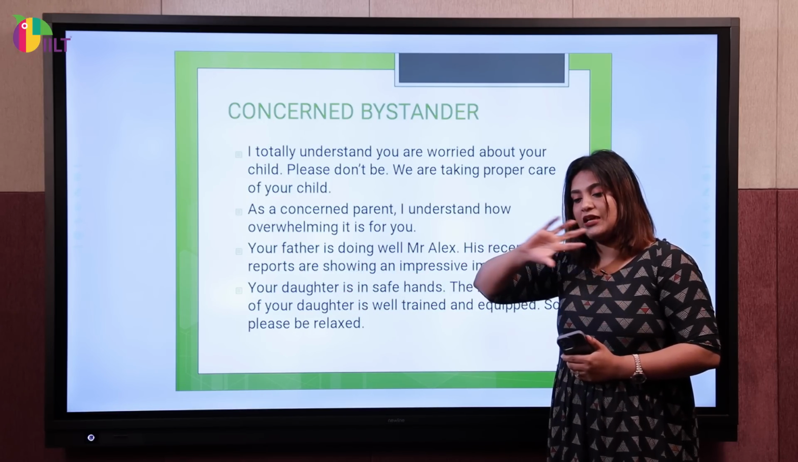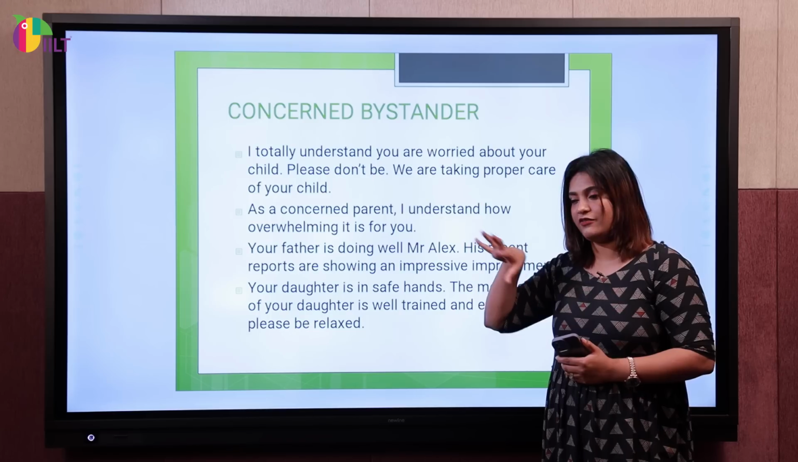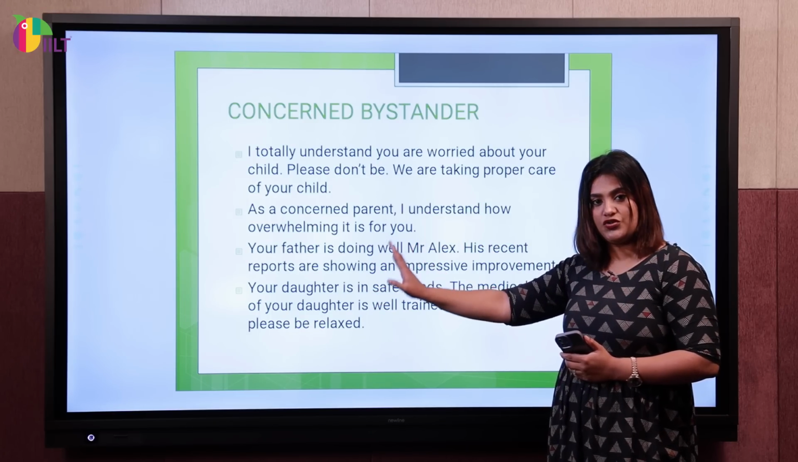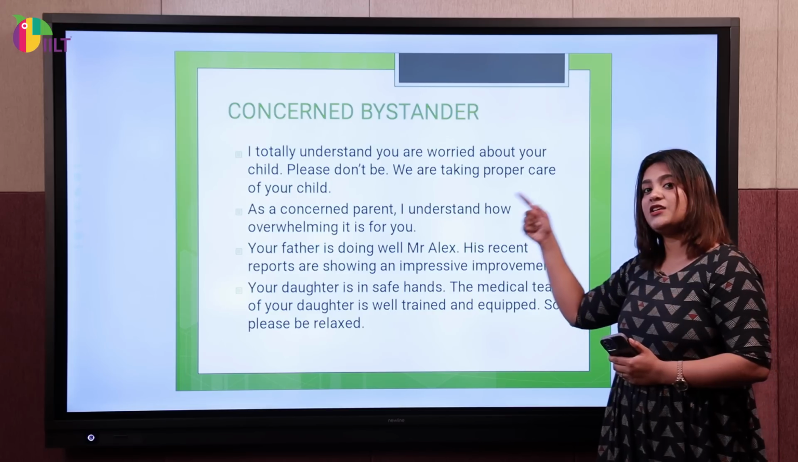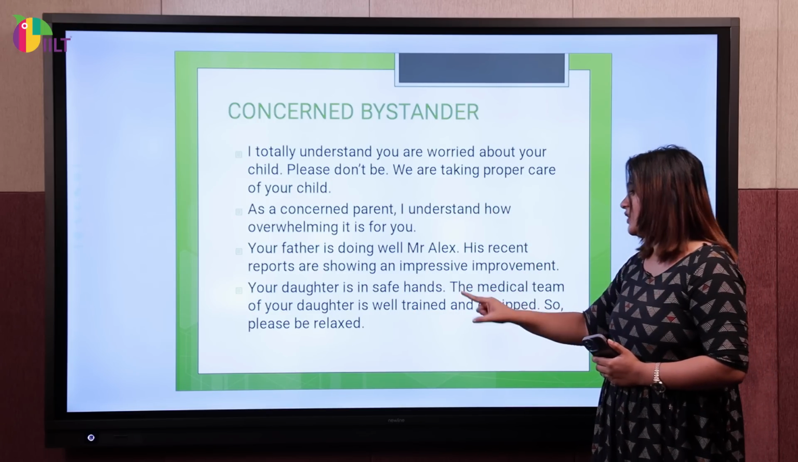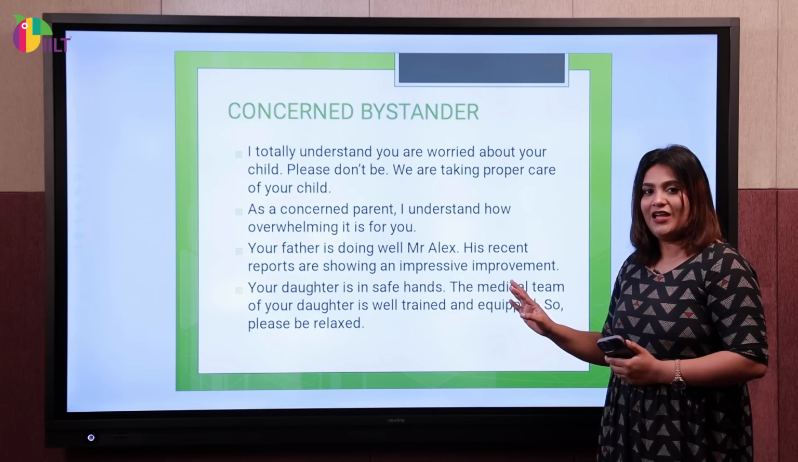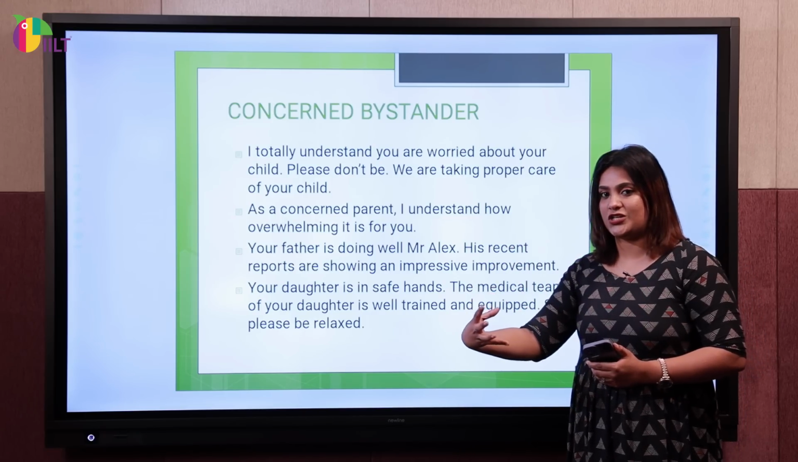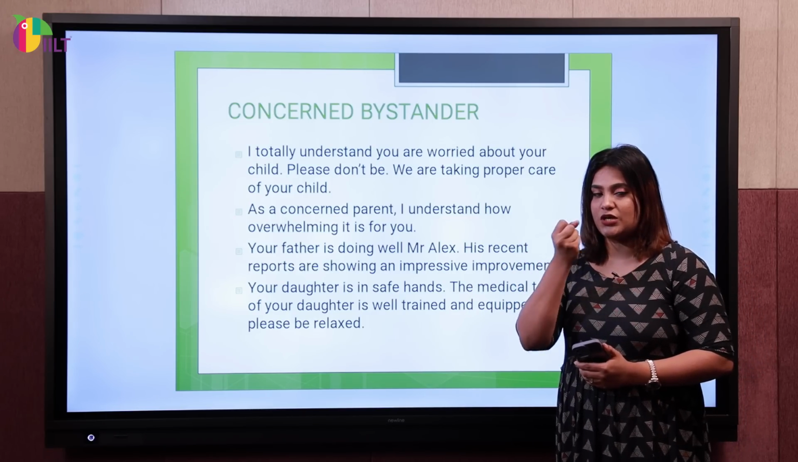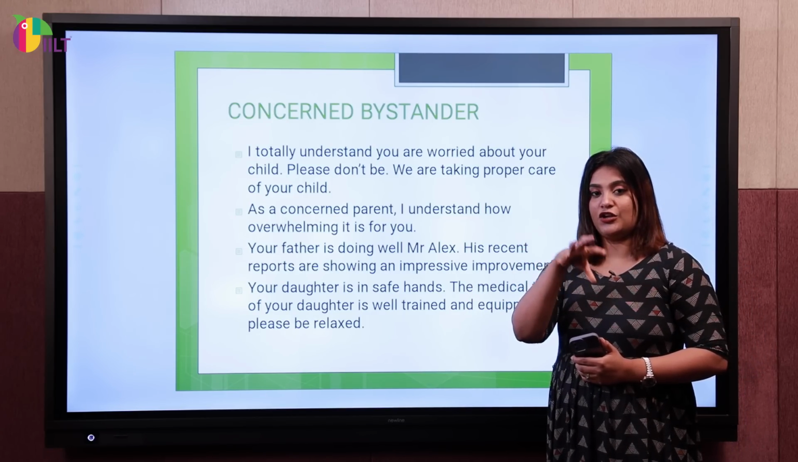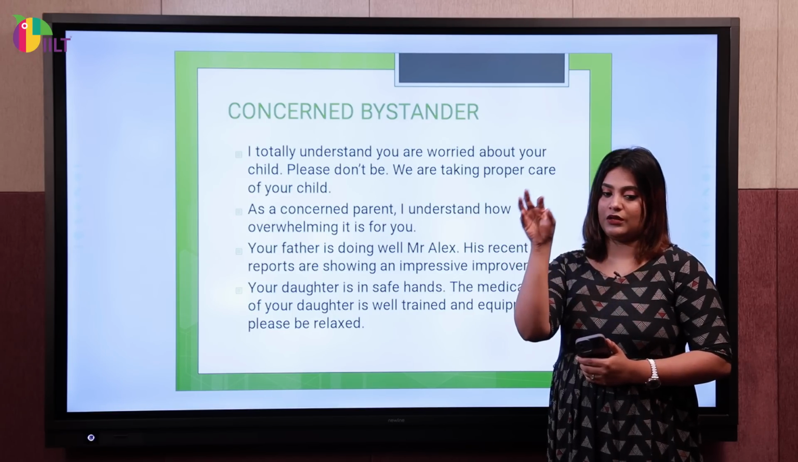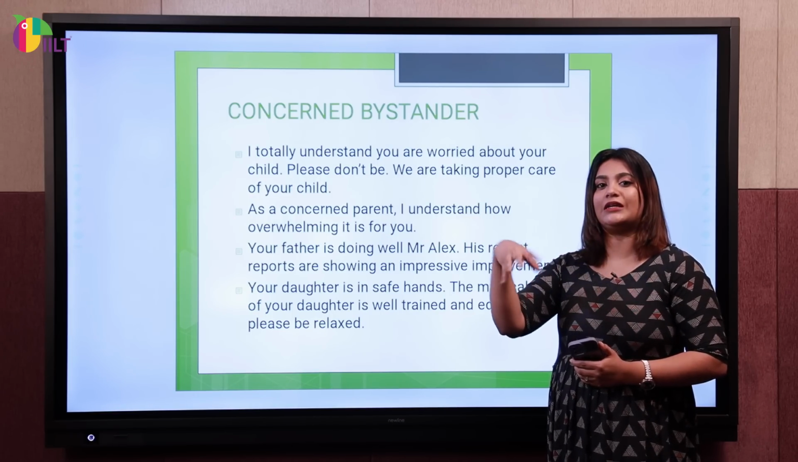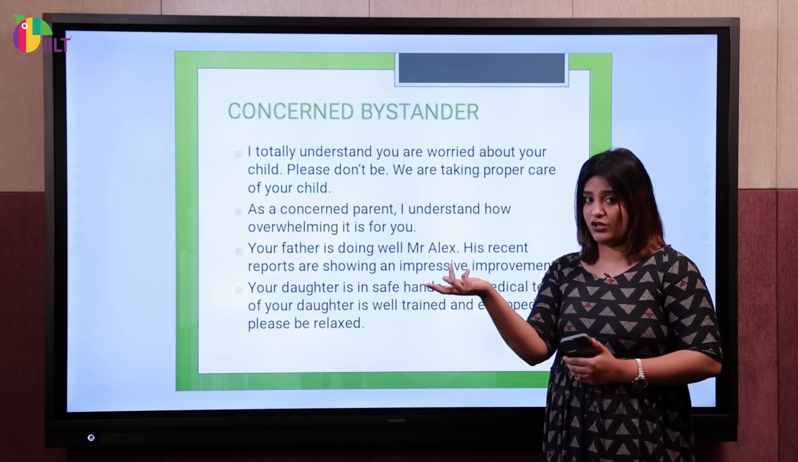So we change that entire "we have a good staff" statement into this. You said your daughter is in safe hands. The medical team of your daughter is well trained and equipped. So please be relaxed. See, that is how you can change it. Okay, when you learn a statement, try to change it according to the context or according to your flexibility, and try to create a new explanation so that you're more comfortable with it.